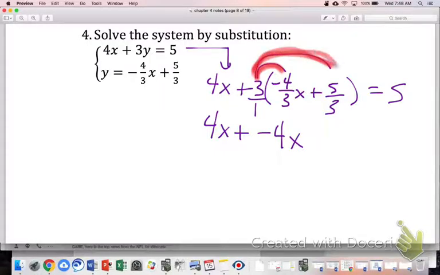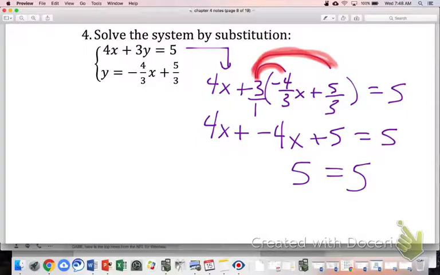Okay, and then how about that other distributive property if I multiply the 3 over 1 times 5/3? Doesn't something similar happen? What's going to result if I multiply that 3 over 1 distributed over there times the 5/3, which reduces down to be 5? That's right. So plus 5 equals 5. And this is where this particular question gets a little unique. If I add the like terms on the left, what is 4x plus negative 4x? It's 0. And what's 0 plus 5?